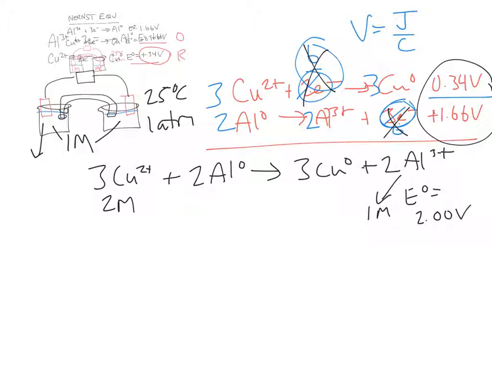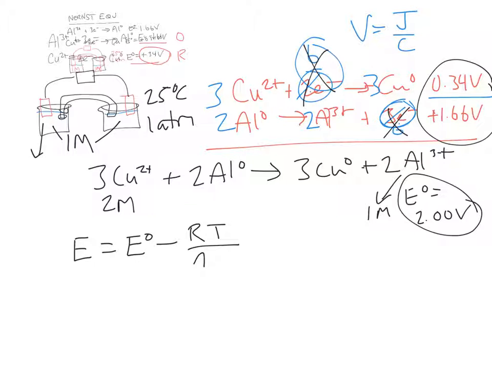and it's going to be a 1 molar solution for the aluminum. Alright, so using the Nernst equation, E of the cell equals the E naught, which is what we calculated over here, minus your universal gas constant, which is 8.31 joules per Kelvin mole, times your temperature in Kelvin, over the number of moles of electrons transferred, which we determined up above was 6 moles of electrons, multiplied by Faraday's constant.